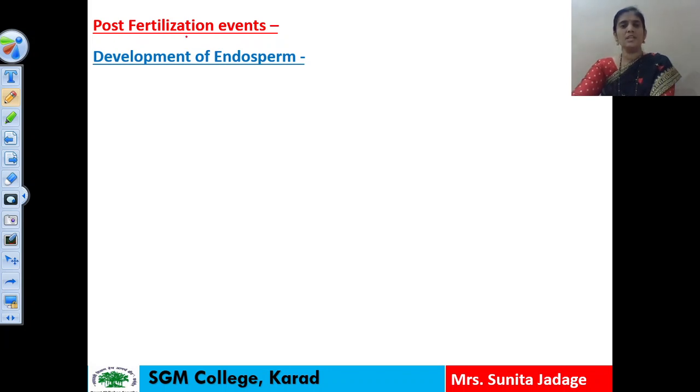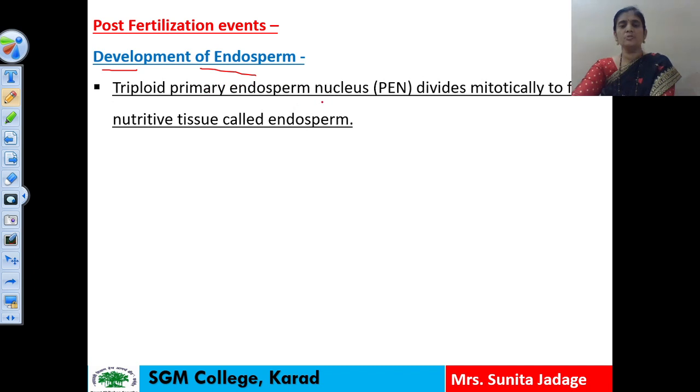The first post-fertilization event we have to see is the development of the endosperm. Here the triploid primary endosperm nucleus, PEN, divides mitotically to form the nutritive tissue that is known as the endosperm, and this endosperm nourishes the developing embryo. Side by side, embryo development is also taking place. First we have to study how the development of endosperm takes place.